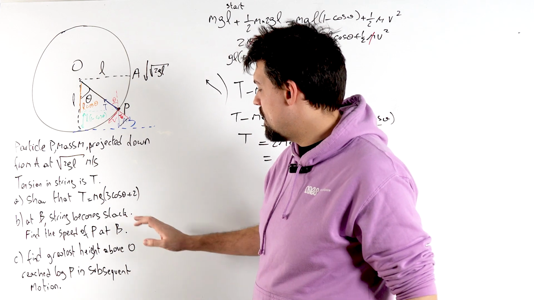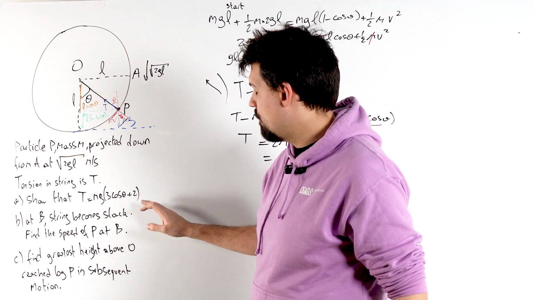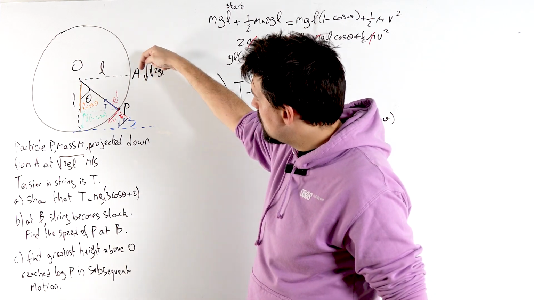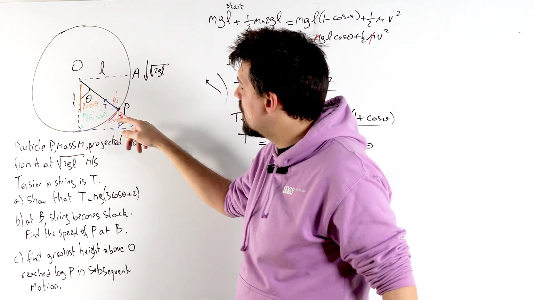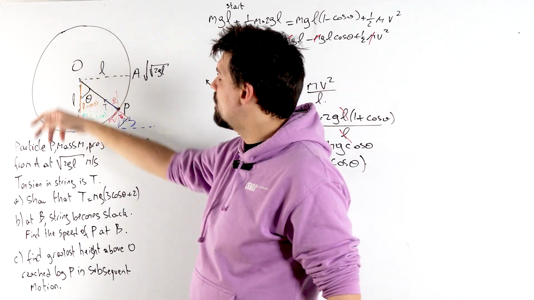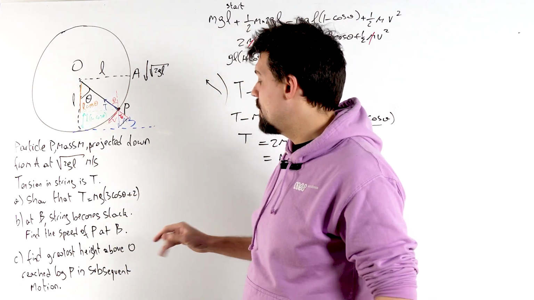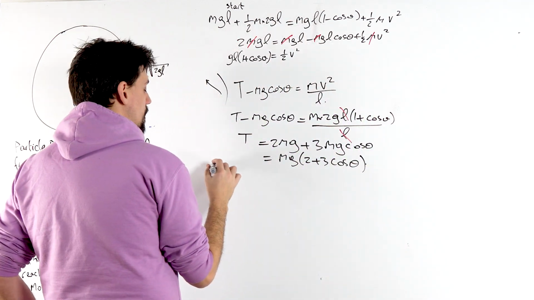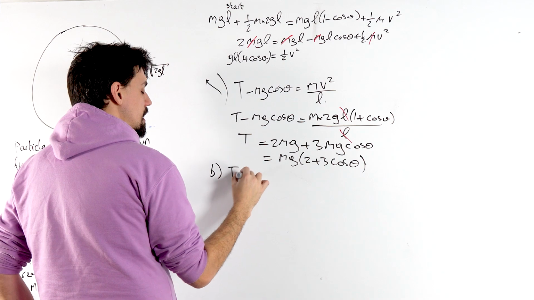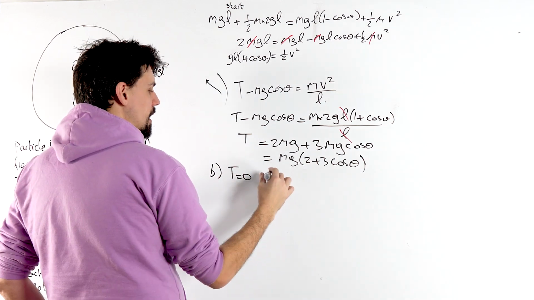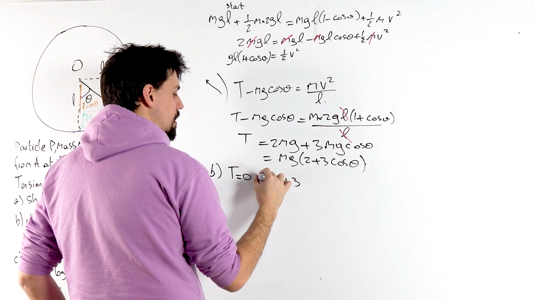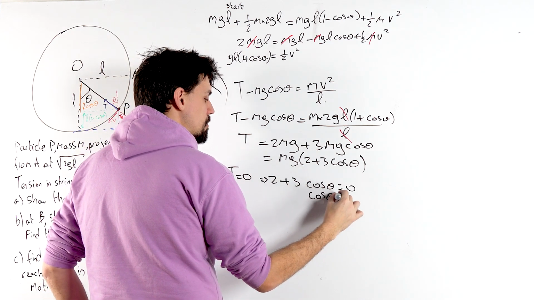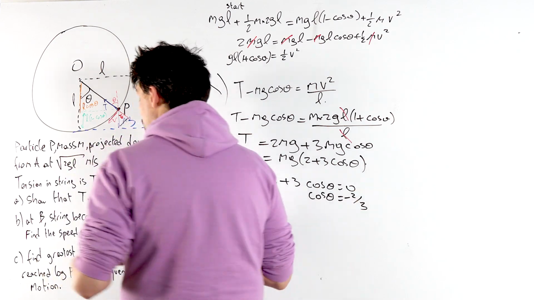Part B: at B, the string becomes slack. Find the speed of P at B. Well, this thing is going to go this way, all the way around, and at some point, probably around there, the string is going to go slack. What does it mean for the string to go slack? T is 0. This is fairly straightforward. So we want T to be 0. That tells me that 2 plus 3 cos theta is 0, which tells me that cos theta is minus 2/3.